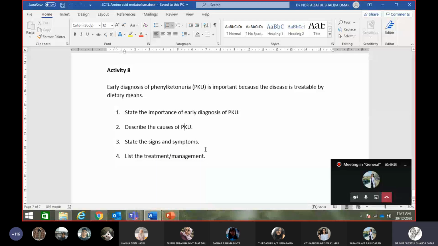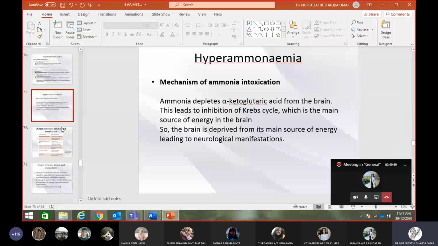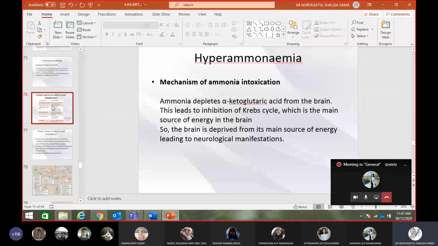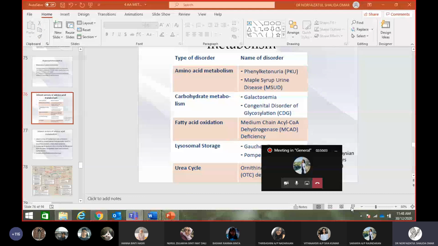Question: name the enzyme that is defective in homocystinuria. Okay, so basically all these inborn errors are rare diseases, quite rare. Okay, all these are rare.